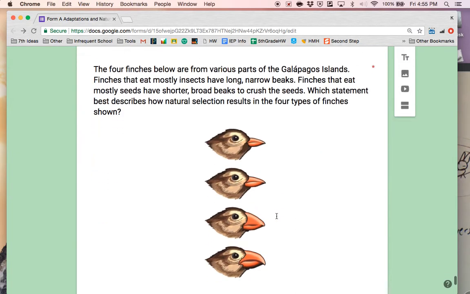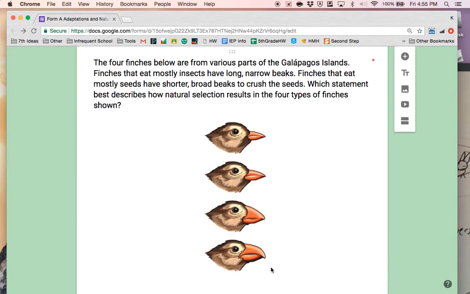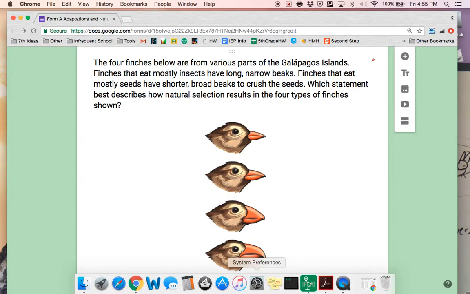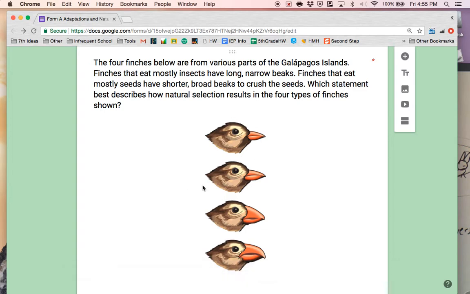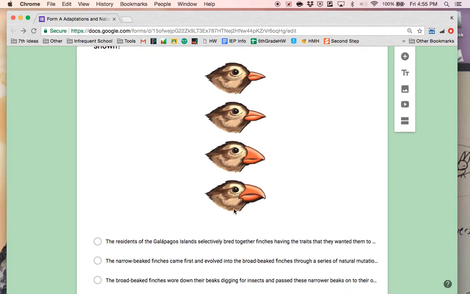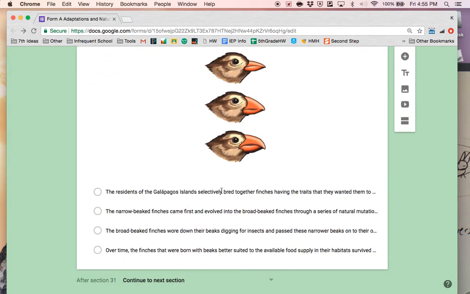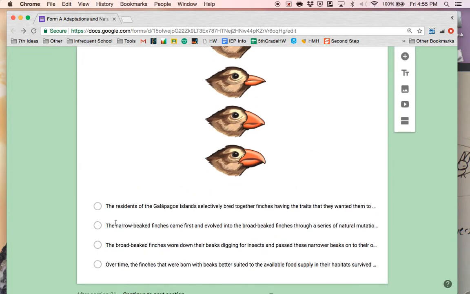Four finches. These are four finches that are found on the Galapagos Islands. They're not in order. I think some of you maybe thought these were in order. And we see that finches that eat mostly seeds have shorter beaks. Which statement best describes how natural selection results in the four types of finches? So why do we get these four types? The residents of the Galapagos Islands selectively bred together finches? No, that's not true. The narrow-beaked finches first came and evolved into broad-beaked finches through a series of natural mutations.